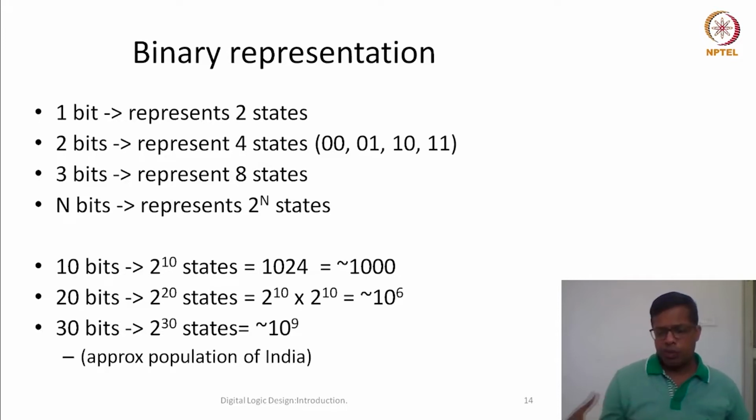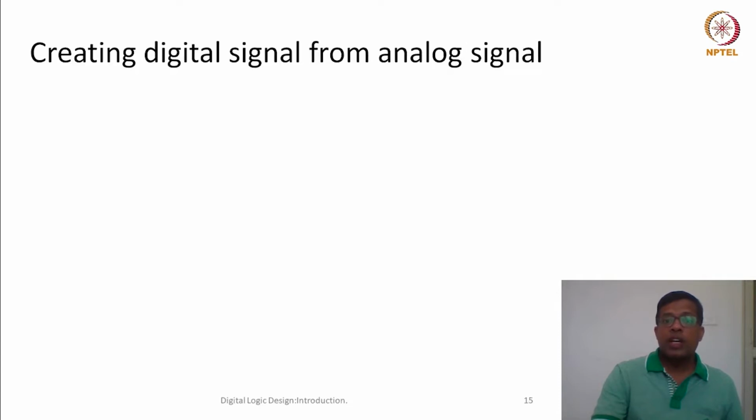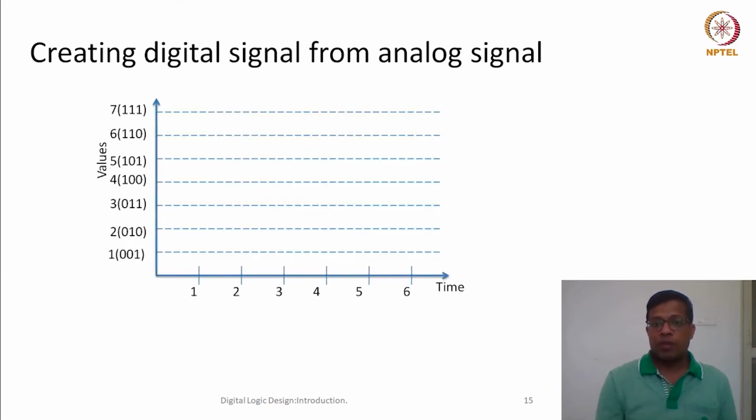Okay, so this is another parallel notion of words which we typically use for binary representation. Now this is the basic understanding of the binary representation. The question we would like to answer in this lecture is: if we want to create a digital signal, and as we understand from the last lecture, the world is essentially analog. Analog means it is continuous, continuous in values as well as continuous in time.